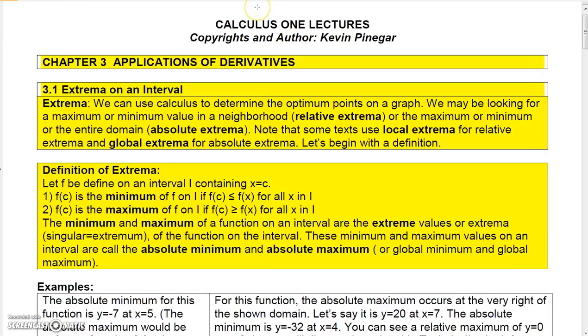Okay, in this chapter we're going to learn how we can use derivatives to apply it to functions and analyze functions using derivatives. The first thing we want to talk about here is extrema. And so let's talk about extrema on an interval.